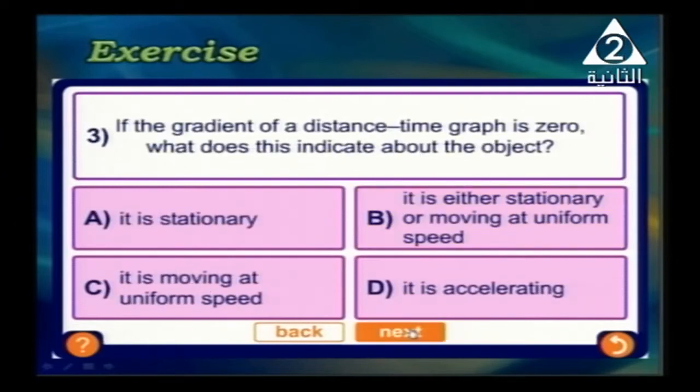If the gradient of a distance time graph is 0, what does this indicate about the object? It's stationary, maybe. It moves at uniform speed, maybe also. It's accelerating, no way, it's wrong. It's impossible to have acceleration. It has distance time of 0, and either stationary or moving at uniform speed, maybe this one. It is wrong. Why? Because we have no uniform speed, because the distance time is 0. So it is stationary, or the body is at rest.